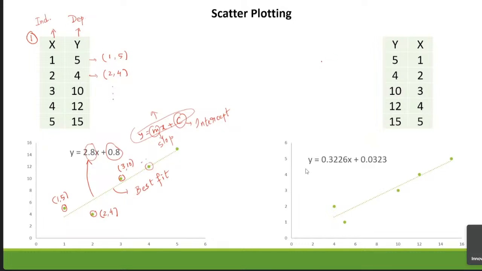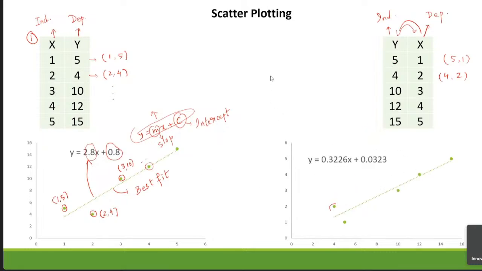Now the same plotting: you can see I have plotted another graph, but the data points are the same, we just interchanged the values, that is x to y and y to x. We have interchanged them, so now y becomes independent and x becomes dependent. Now the point is 5 comma 1. Previously it was 1 comma 5. Now it is 5 comma 1, 4 comma 2. Just exactly the reverse, as we have interchanged the variables.